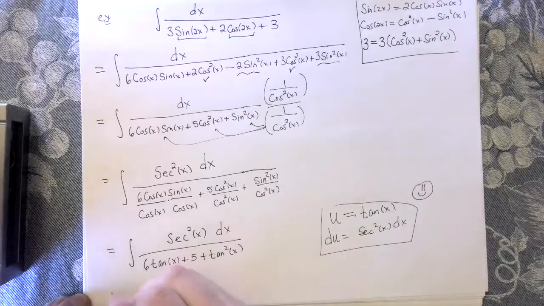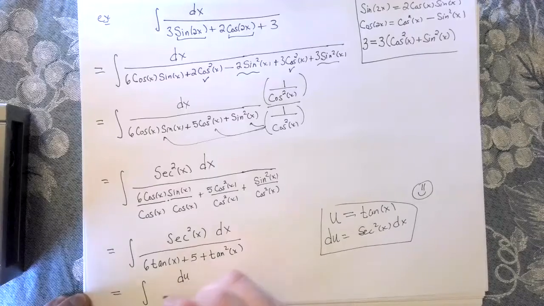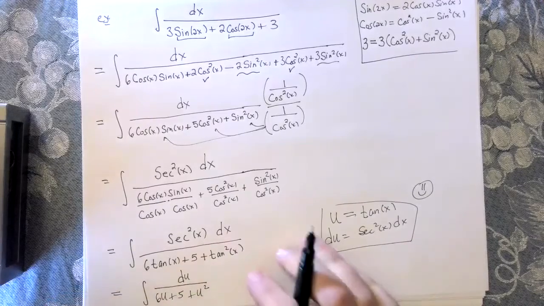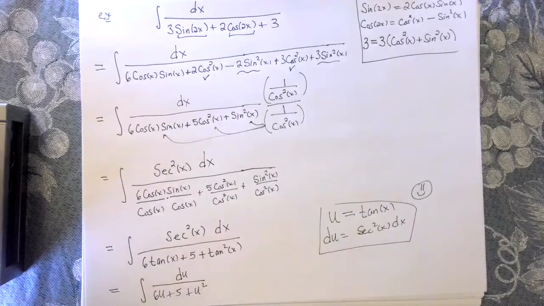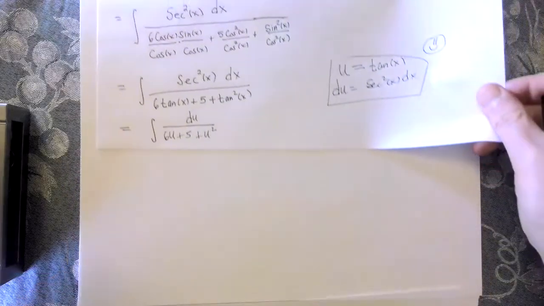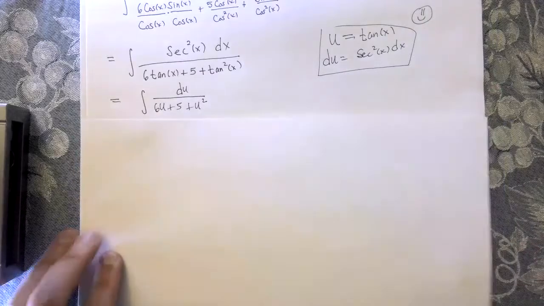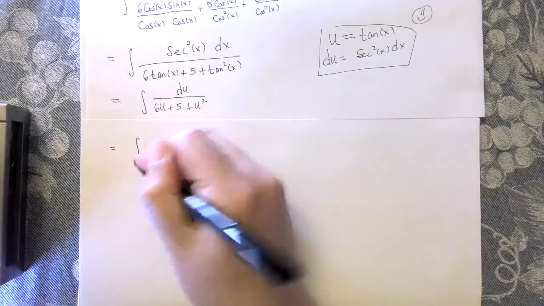Okay, so what does this look like now? So upstairs is just du. Well, that's really nice. Downstairs, that's going to be 6u plus 5 plus u squared. But that looks like a quadratic, right? So let's get that in descending order of exponents, and we'll think about how to tackle it. We're either going to have to factor or complete the square, so we'll sort of mentally be ready for both. Okay, cool. So descending order of exponents.